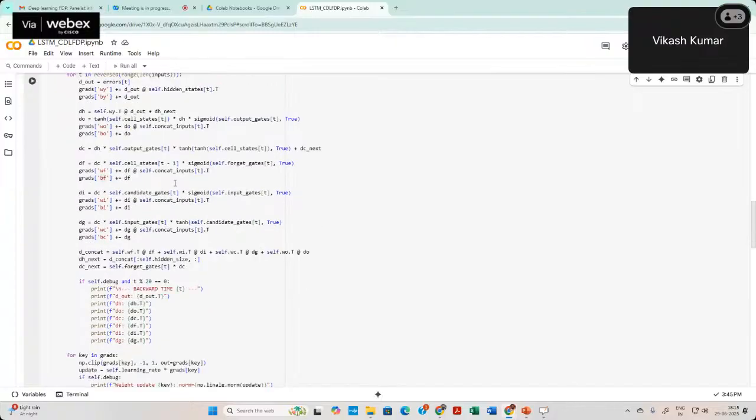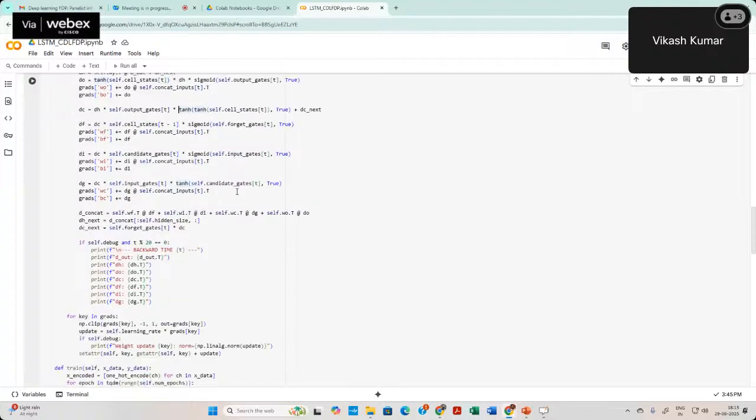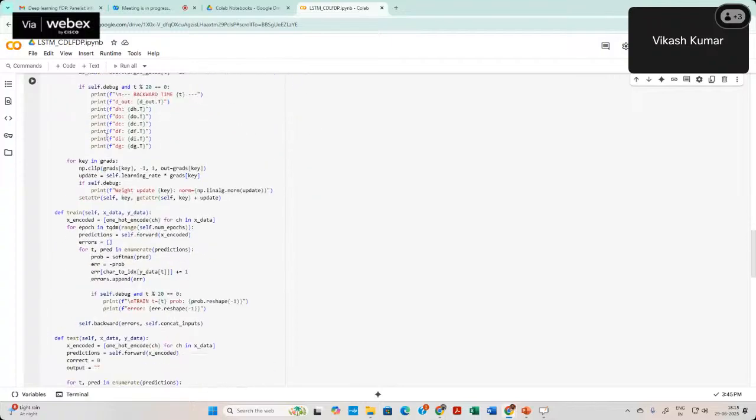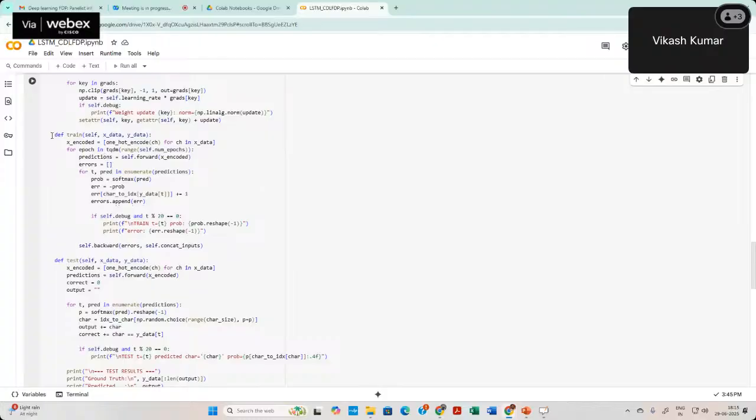This is the gradient computation. We have used tanh for the candidate and for the output, and for the others we have used sigmoid. This is just to debug the values while running. Now this is the definition for training. We are also applying the softmax function to predict the values.